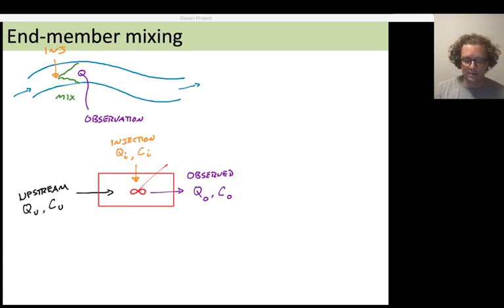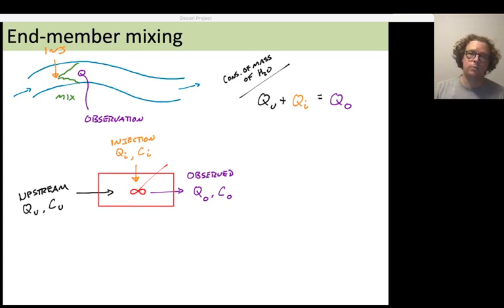And from this setup, we can write two conservation of mass laws, or two equations using conservation of mass. The first would be conservation of mass of water. Sometimes people just call this the continuity equation. The idea that the flow out of that box at steady state has to be equal to the sum of the flows in. In other words, Q upstream plus Q injection must equal the Q outflow.